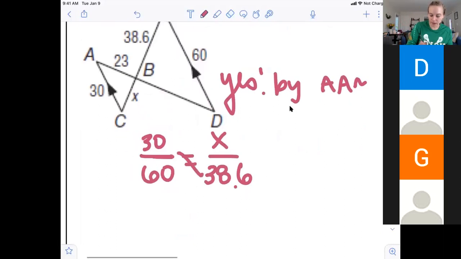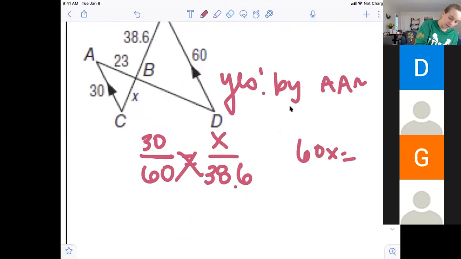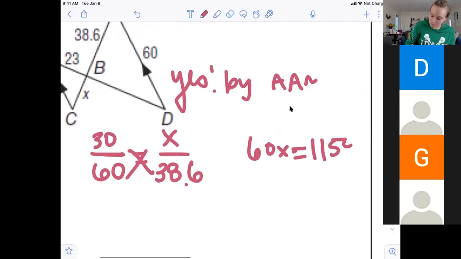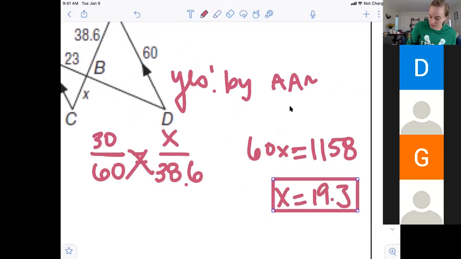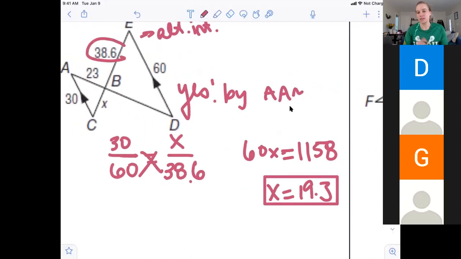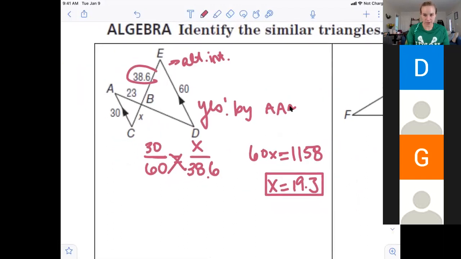Okay, let's cross multiply. I get 60x equals, well, I got rid of it from last class, 30 times 38.6, which is 1,158. And then we divide by 6, and I get 19.3. I know that that decimal is okay, and I'm not going to stress too much about it because I used a decimal to find it. Since my problem already had a decimal, I'm really not too concerned that I get a decimal here. Okay. Any questions on that one?